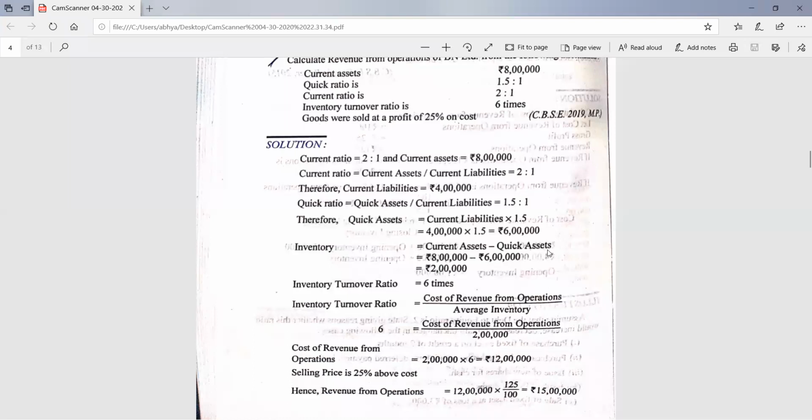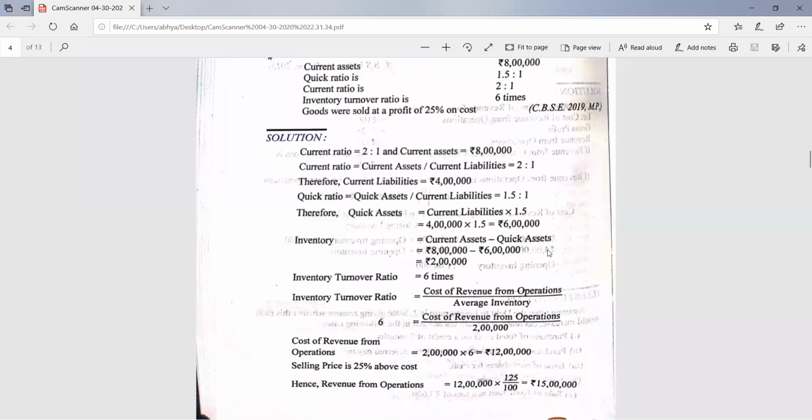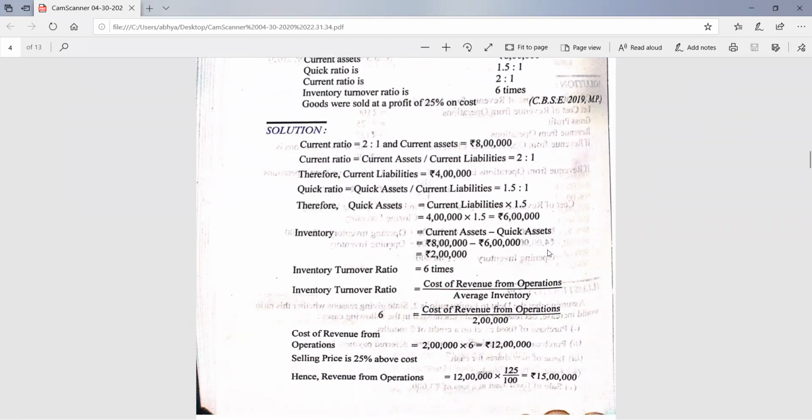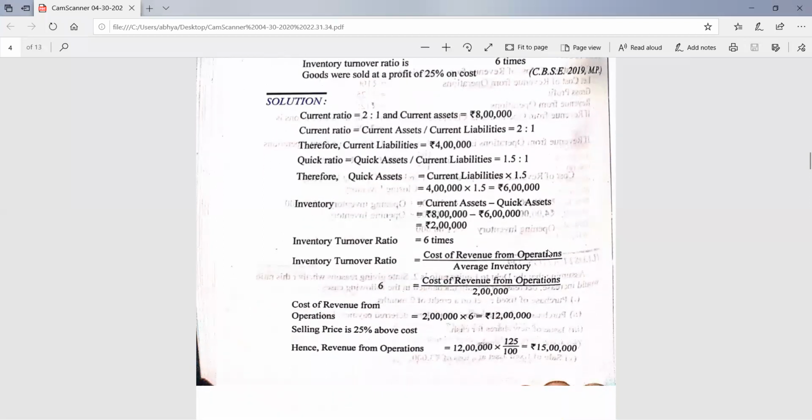Then quick assets, by using the quick ratio, we can find out the quick assets. Current liabilities and quick assets are 1.5 times, 1.5:1. So if current liability is 1, then the quick assets are 1.5 times. So easily we can find out the quick assets, which is 6 lakh. Now we all know, what is the difference between current assets and quick assets? That is inventory. So the inventory is 8 lakh minus 6 lakh, 2 lakh.